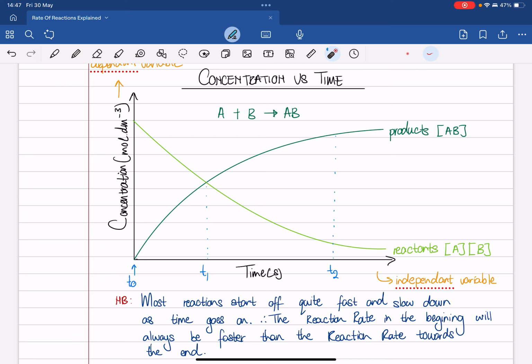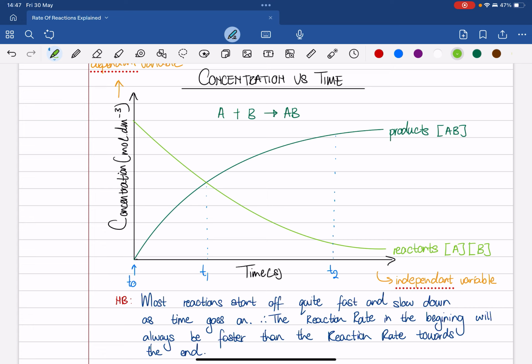And as time goes by, let's say between time T1 and time T2, the reaction slows down, the rate slows down. So if we're going to look at the gradient between that point and that point, it would be much smaller than the gradient that we'd get between T0 and T1. Reason is because after T1, the reaction starts to slow down.